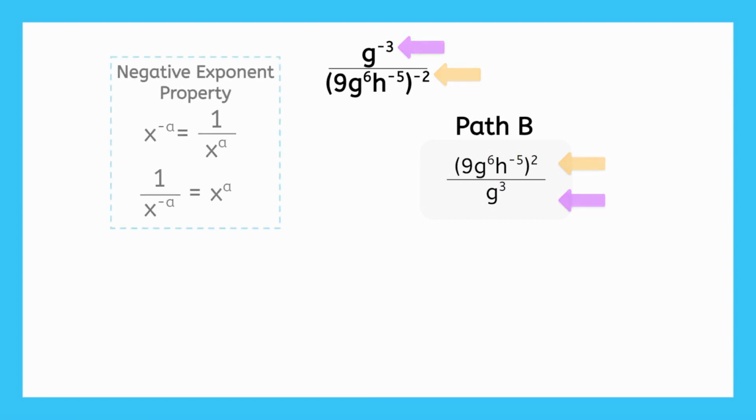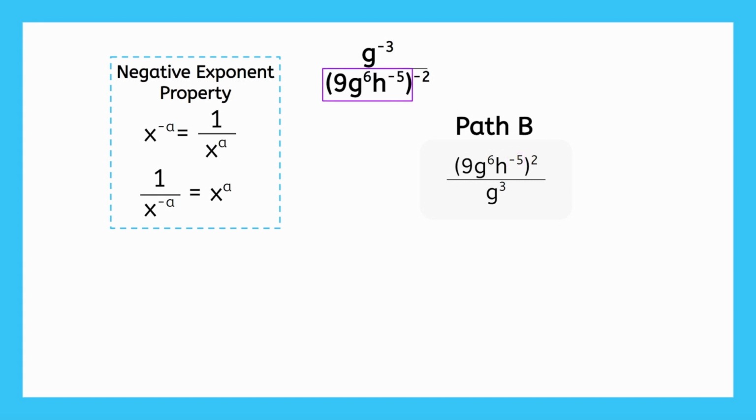That must be the negative exponent property, which states that a component with a negative exponent can be rewritten as its reciprocal with a positive exponent. But I noticed that there's still a negative exponent here inside the parentheses. Should this exponent have changed to be a positive too?